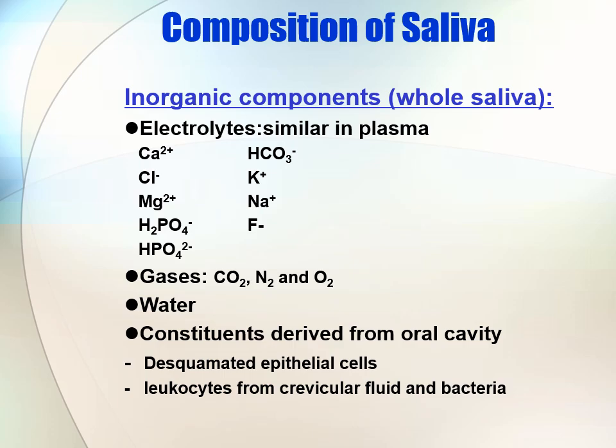What else can we get from the saliva are the constituents that derive from our oral cavity itself, where there are desquamated epithelial cells. Besides that, we also have white blood cells, leukocytes from crevicular fluid, and bacteria.